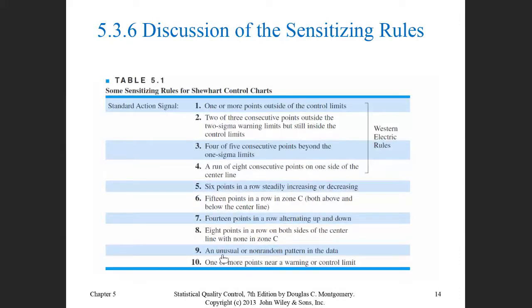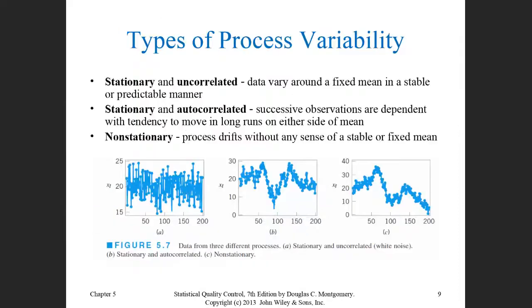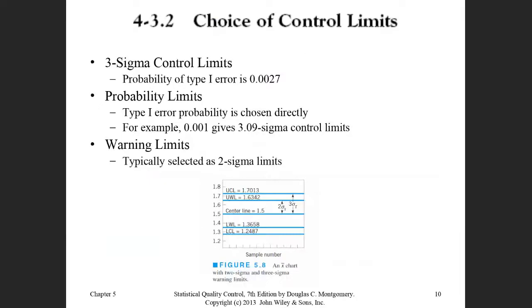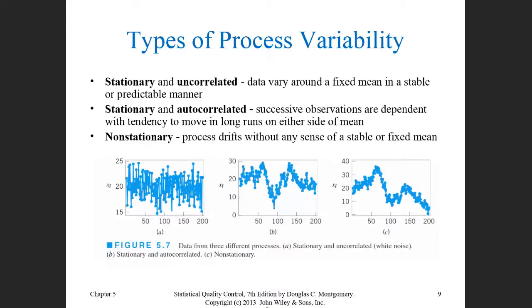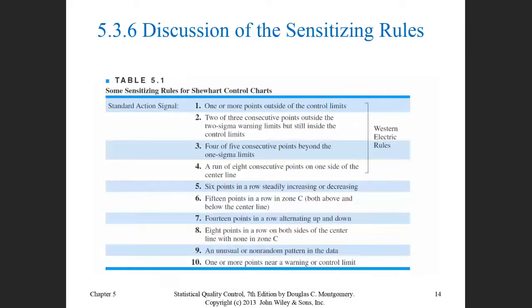An unusual or non-random pattern in the data, and this is referring to number 9, referring to this type of unnatural variability, like the one here in zone C, that is non-stationary, because those are predictable, unless one of those is breaking or meeting one of the rules here.